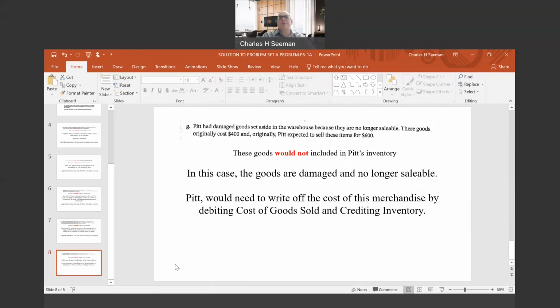And the last one, Pitt had damaged goods because they are no longer sellable. The goods would not be included in Pitt's inventory because they're not sellable anymore. They are damaged goods. So Pitt would have to write them off to cost of goods sold by debiting cost of goods sold and crediting inventory.